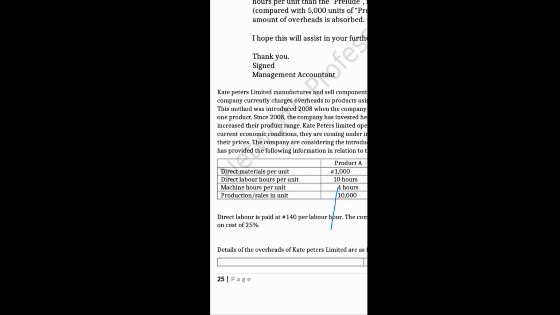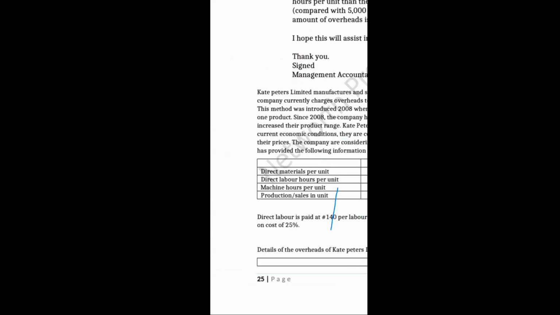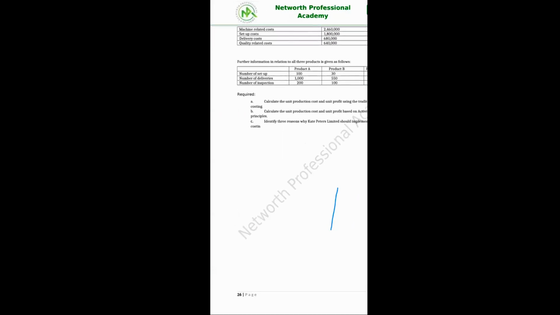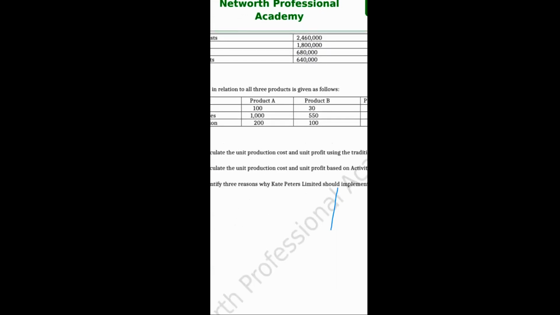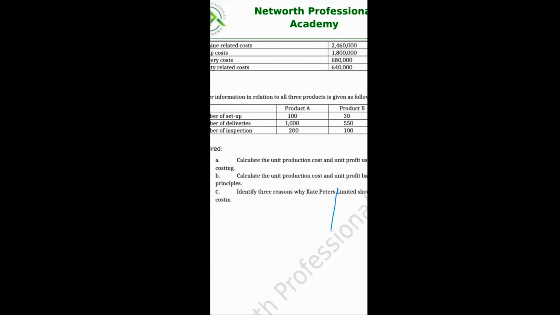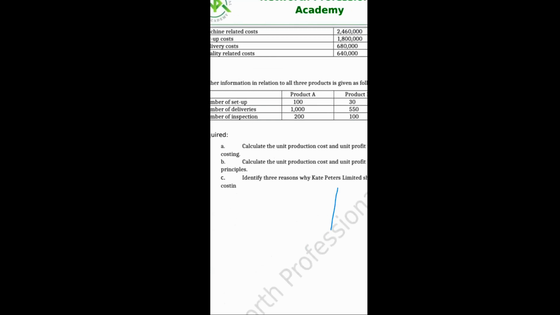Direct labor is paid 140 naira per hour. Please note that. The company calculates selling prices by applying a markup of 25% on cost. Details of overhead of Kate Limited are as follows. Let's look at it. Machine related cost, 2,460,000. Setup cost, 1.8 million. Delivery cost, 680,000. Quality related cost, 640,000.